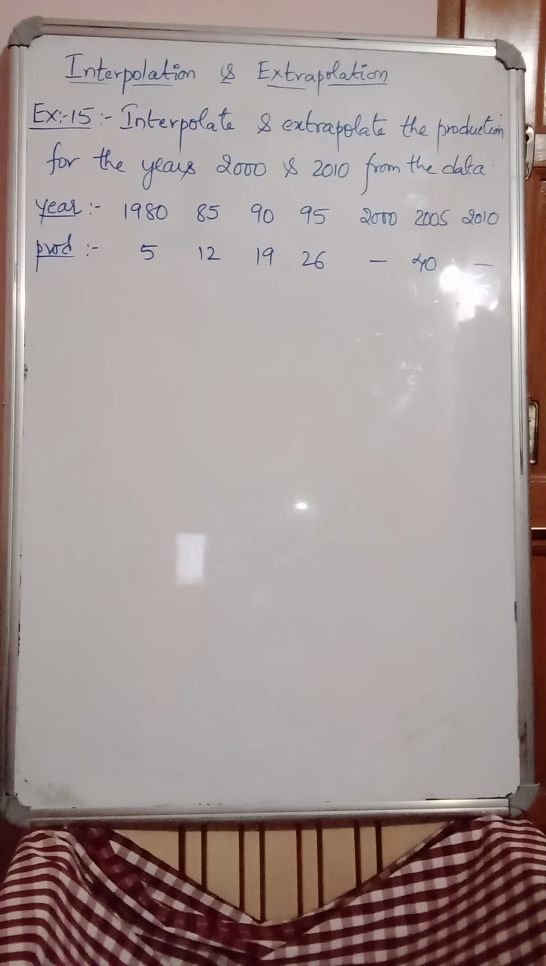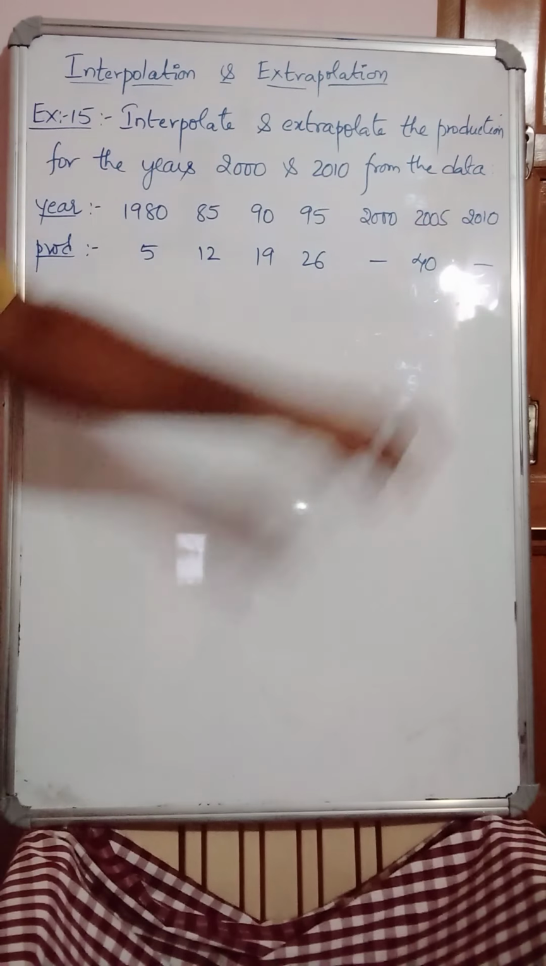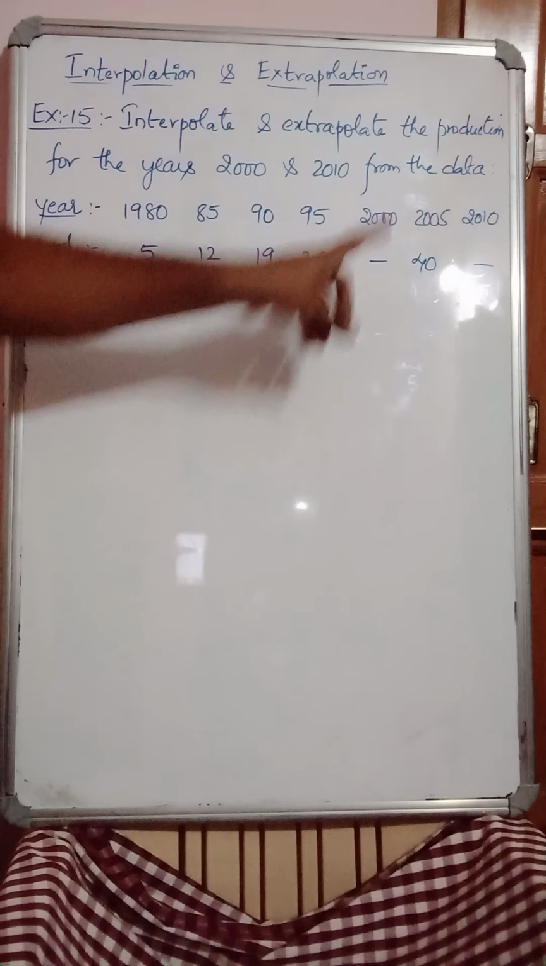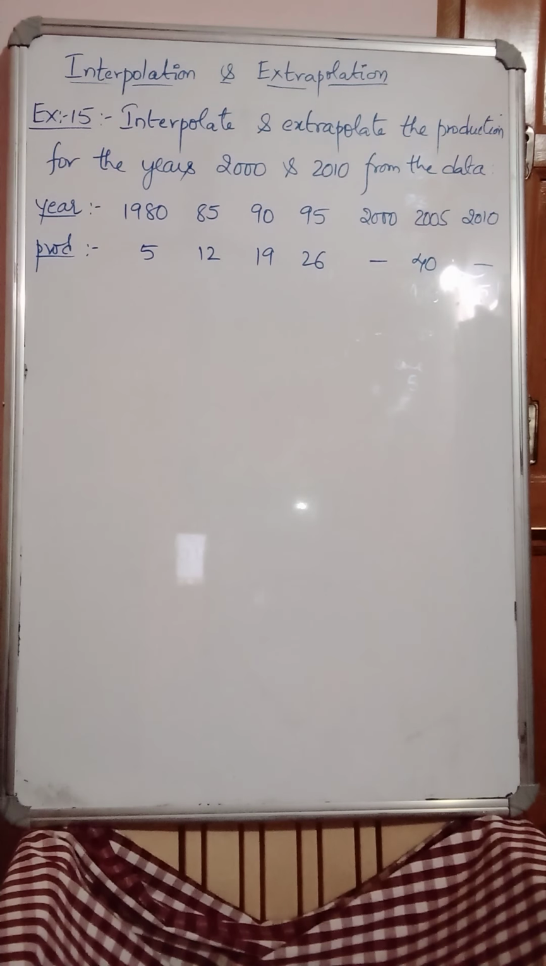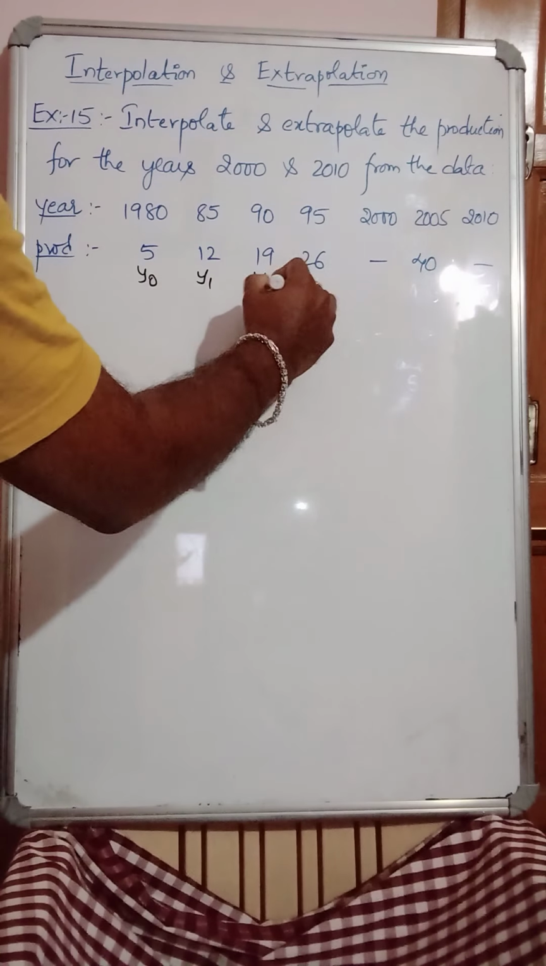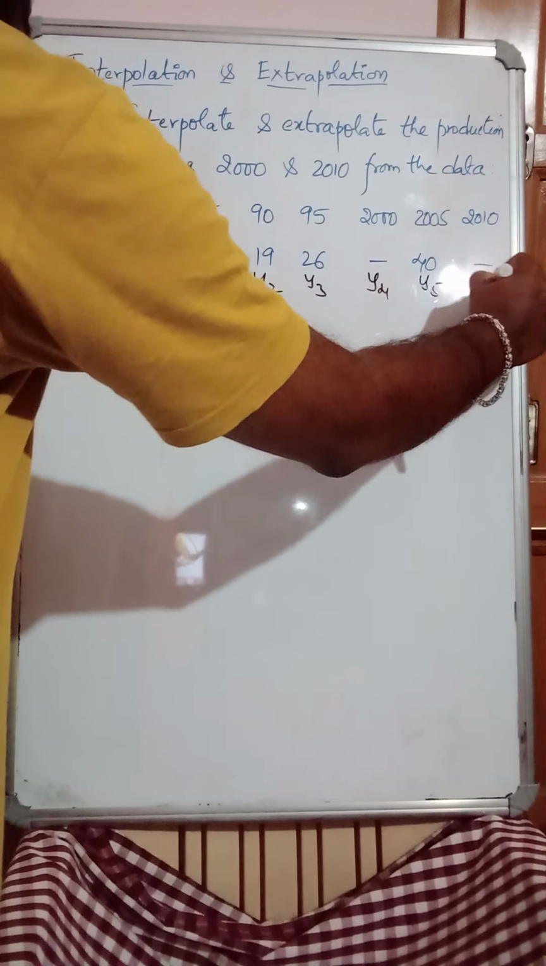Years 1980, 85, 1995, 2000, 2005, 2010. Definitely there is a common difference, right? Next, the missing values were given under 2000 and under 2010. So both the missing values were being clearly given as one of the value in independent variable x. So second condition is also been satisfied. Let us start. First make entries y0, y1, y2, y3, y4, y5, y6.